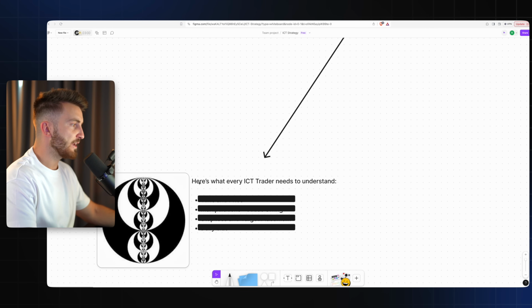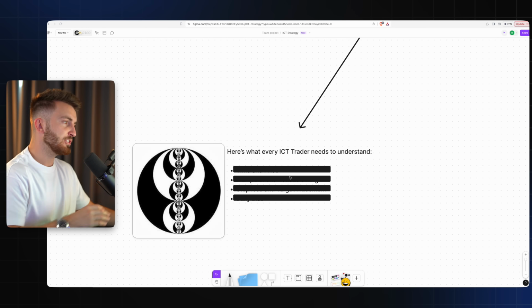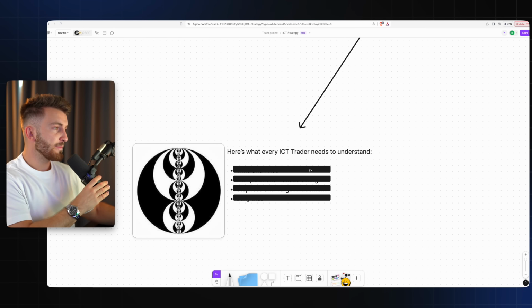I summarized this at first with what every ICT trader needs to understand, because this is going to make it easier for you to understand what you should be focusing on the most when, 1, you're looking at the charts, and 2, when you're looking to learn a little bit more about ICT. So first one is time and price.